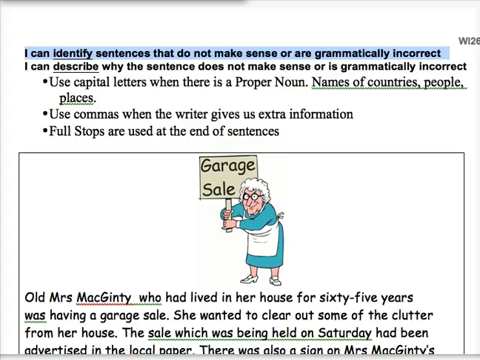Now we know we can use capital letters where there is a proper noun, names of countries, people or places. So for instance, Mr. Ladbrook, Maha, Kate, One Direction should all have capital letters. Use commas, and this is the one we're going to particularly focus on today, where the writer gives us information in the sentence, and often they use commas instead of words. And full stops are used at the end of sentences. We're going to particularly focus on the commas one today.